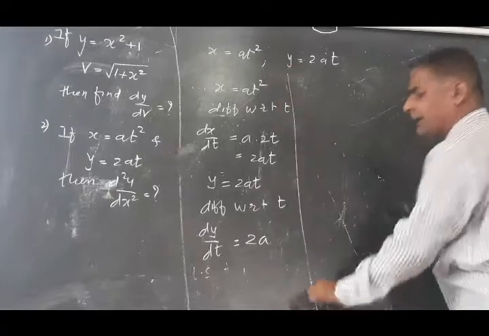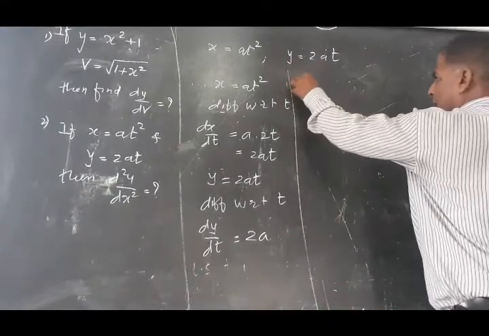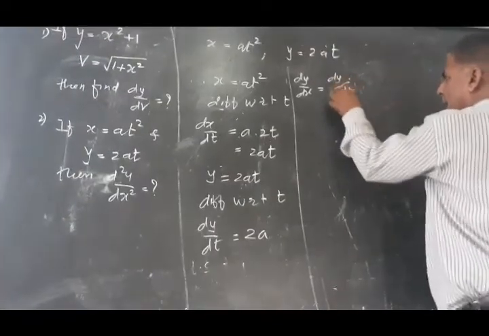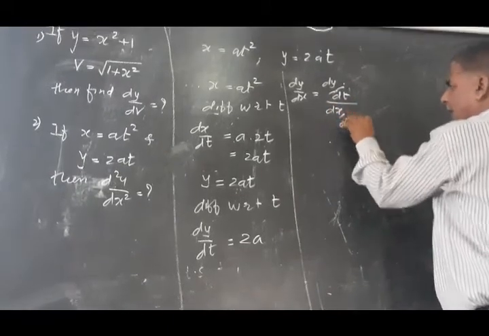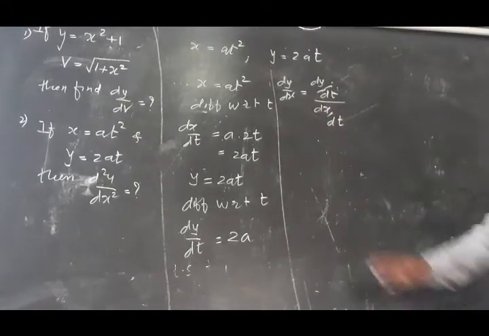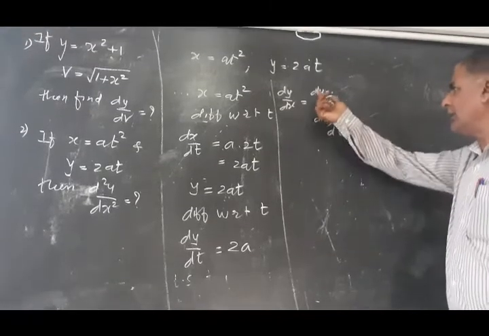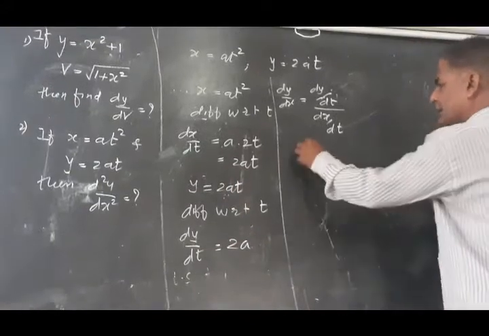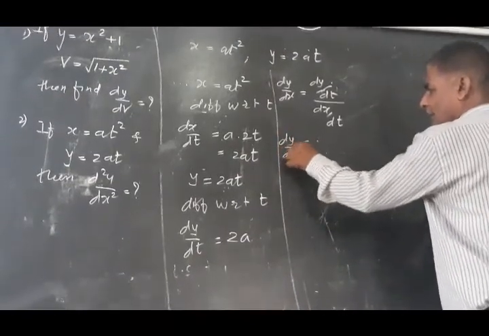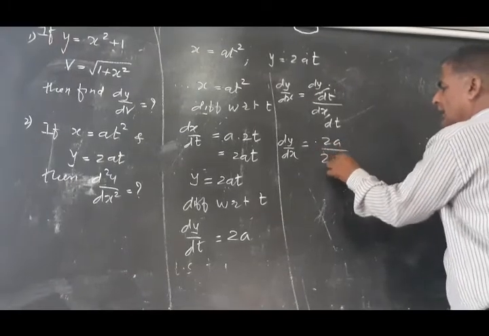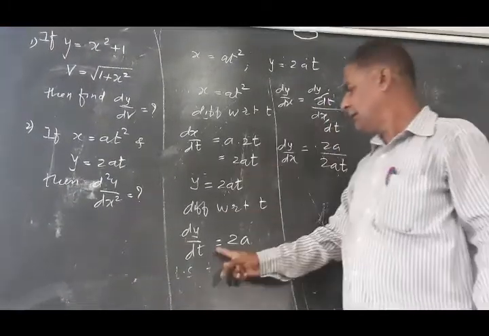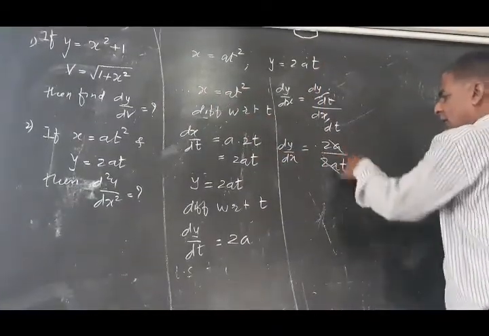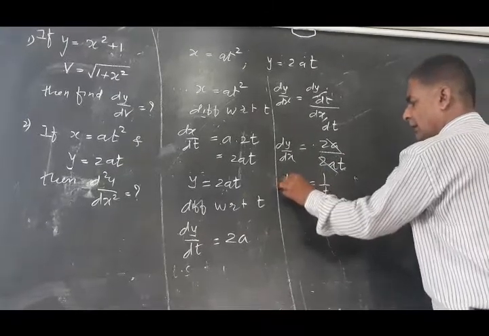What is the parametric rule? The parametric rule is this way: dy upon dx is equal to dy upon dt divided by dx upon dt, where dx upon dt is not equal to 0. Substituting this value you get the existing value of dy upon dx. There is no problem up to here. dy upon dt is 2a, and that is over dx by dt, 2at, so we cancel and get 1 upon t for dy upon dx.